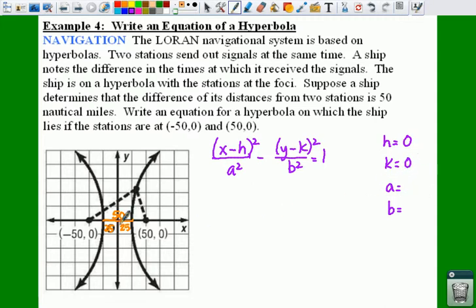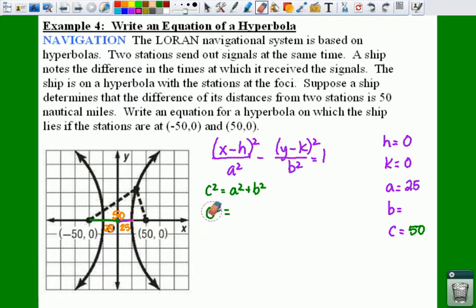Your a, the distance from your center out to that value, is 25. And b is going to be a vertical distance on our conjugate axis. However, we don't know that. We do have a c value, though, because it says that our distance from the center out to a focus, either way, is going to be 50. So we can use the formula c squared equals a squared plus b squared, like so. We can do this and find out what our b is.